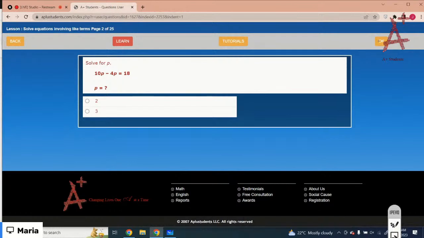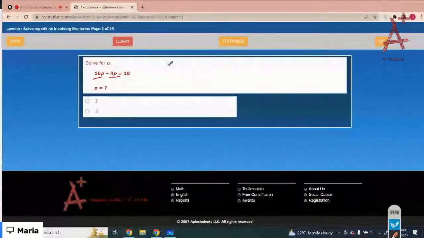So 10p and 4p, they both have the same variable p. This is very easy. If they have the same variable p, you just have to subtract them. You have to do 10 minus 4. Just subtract their coefficients. 10p and 4p are like terms. 10 take away 4 is 6. It would be 6p equals 18.